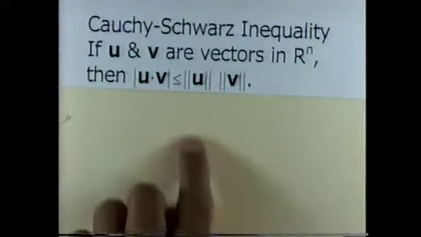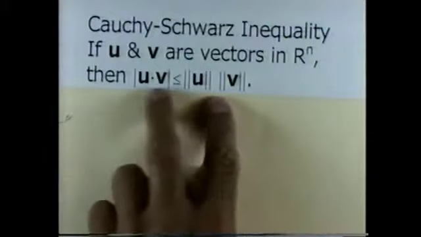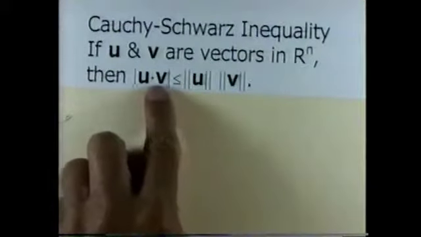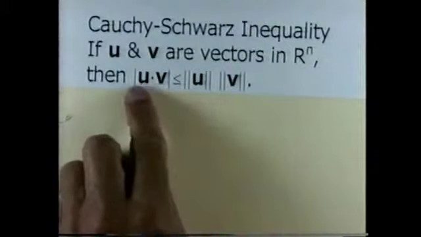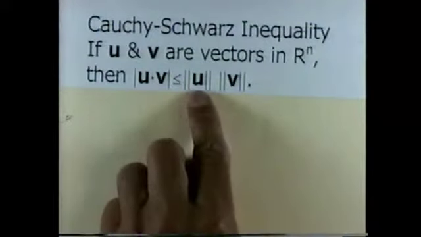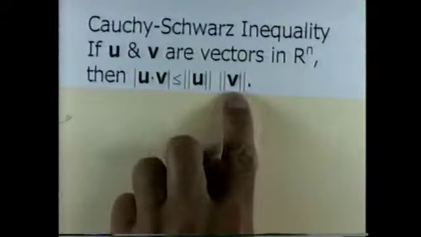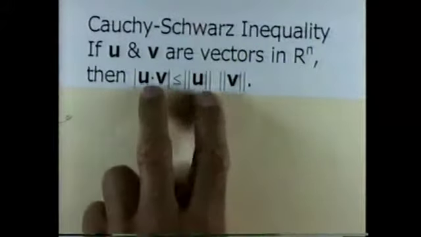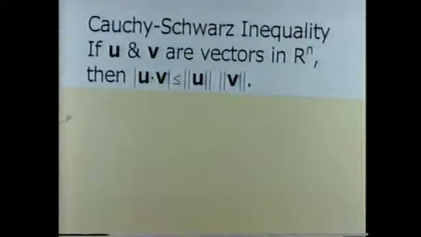Now let's make sure we're talking about the same units here. U dot v is going to be a scalar. The absolute value of a scalar is a scalar. The magnitude of u is a scalar. The magnitude of v is a scalar. So again, scalars. So we're just comparing scalars to scalars.